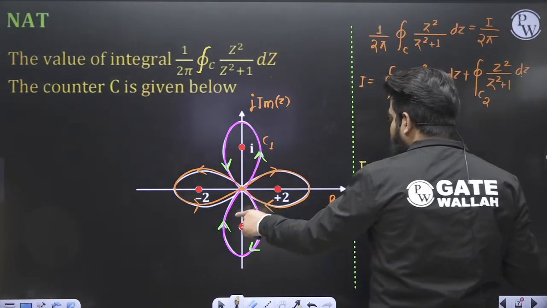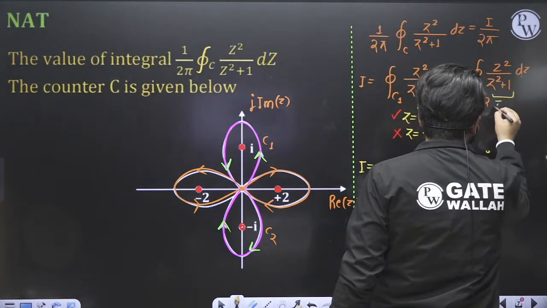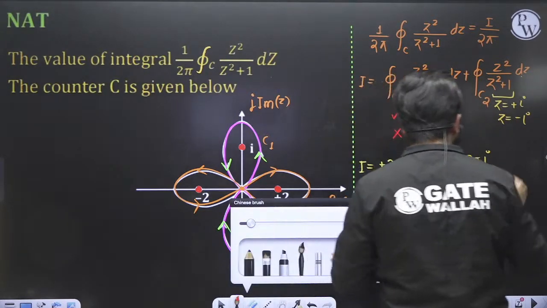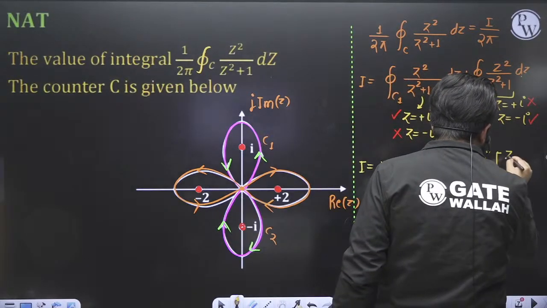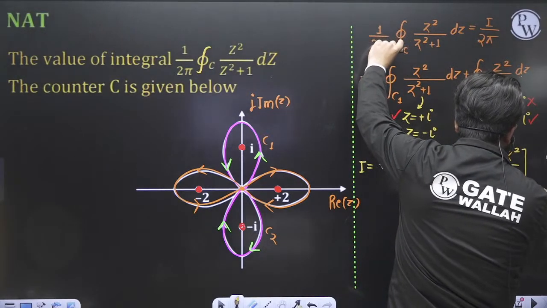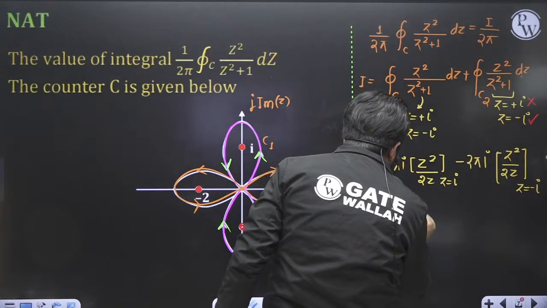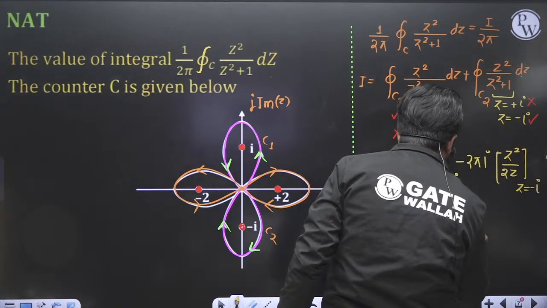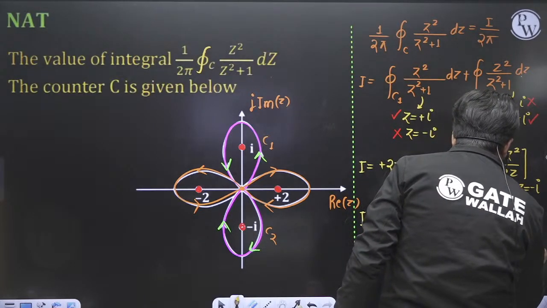Similarly, what about this? Since C2 is in clockwise direction, I will put it as minus 2 pi I. What are the singular points that you are getting from here? Plus I and minus I. In C2, which is being trapped? In C2, minus I is being trapped. Okay, so I will calculate the residue at minus I. Since it is a simple pole, I will keep the numerator as it is, differentiate the denominator, and I will put z equal to minus I finally. So the value of I from here comes out to be 2 pi I, z by 2 at z equal to I, minus 2 pi I, z by 2 at z equal to minus I.